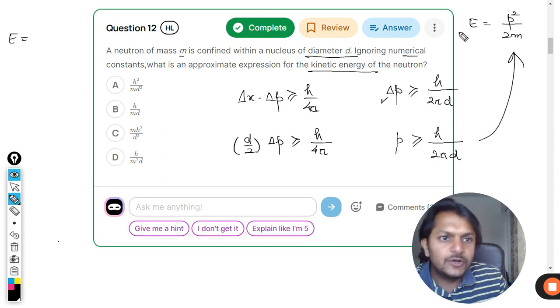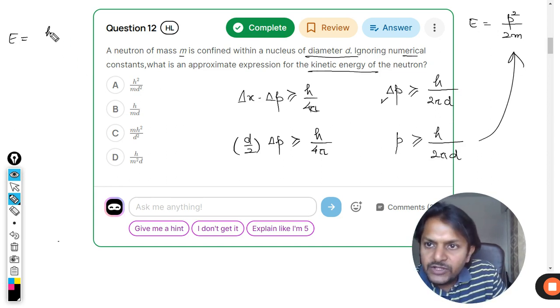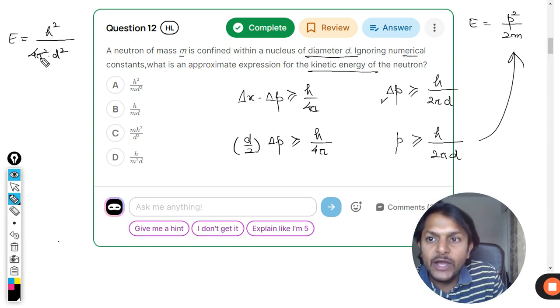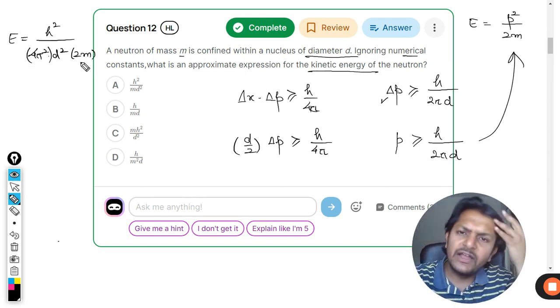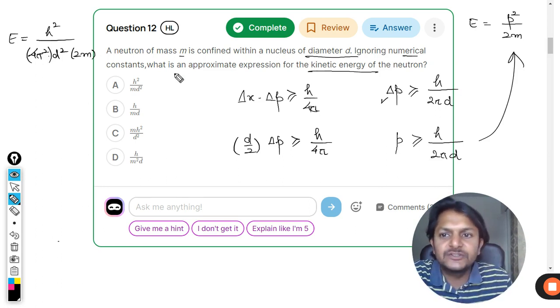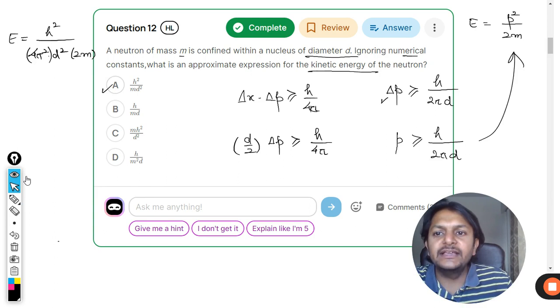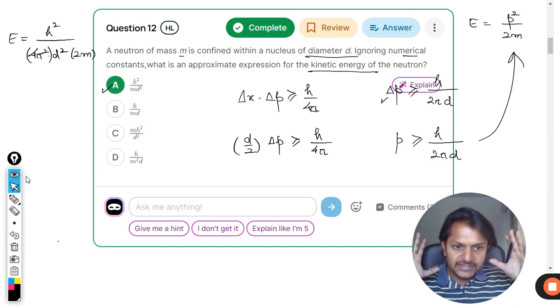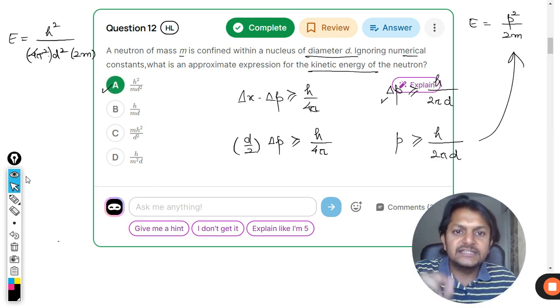So E is equal to P square by 2m, which gives us h square by 4 pi square d square divided by 2m. So 4 pi square and 2, they are the numeric values and you need to ignore them. So you are left with h square divided by m d square. Clearly, A is the correct option here. And yes, it is the correct answer. This is how we do it.